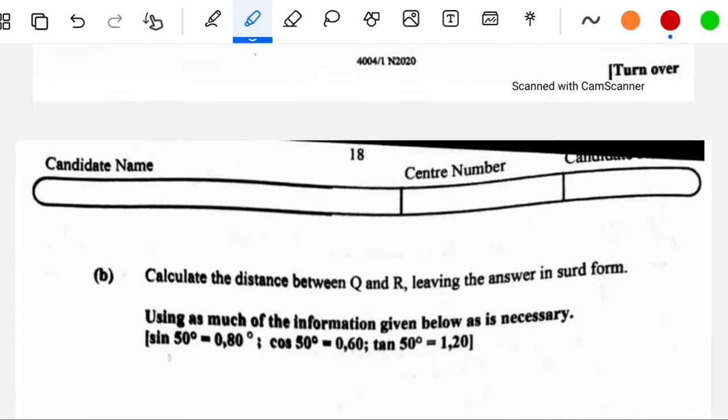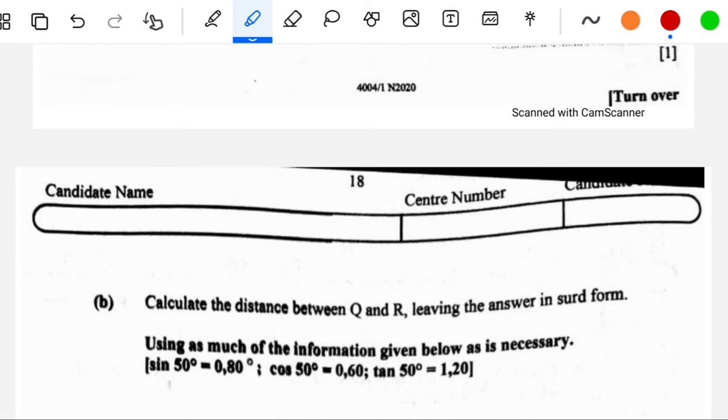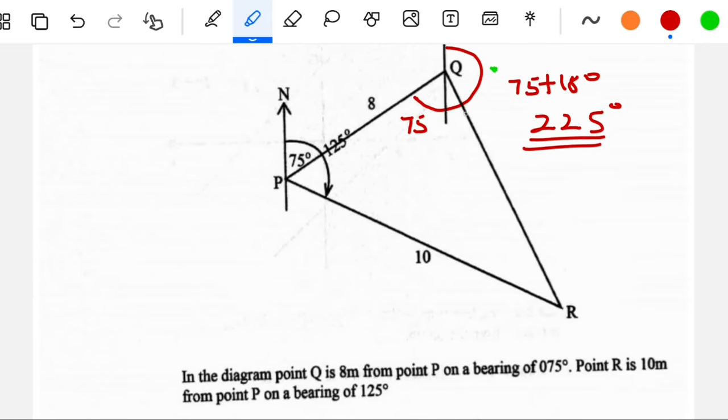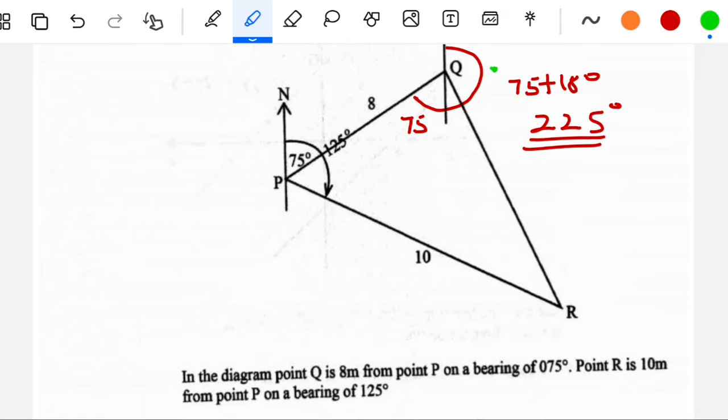Then next, calculate the distance between Q and R, leaving your answer in surd form. Between Q and R, we want this distance here. Alright, so the cosine rule will work there. I need to find this angle first. It's going to be 125 minus 7.5, which is equal to what? 117.5. So here is 117.5.